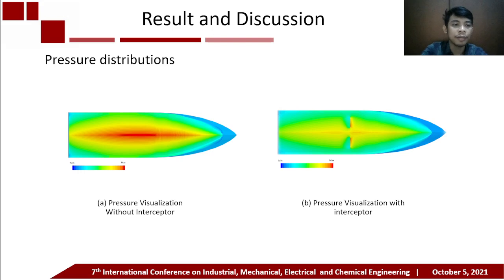And then is pressure distribution. It shows the pressure with interceptor and without interceptor. The ship without interceptor shows that pressure is mostly located in the middle of the ship, distributed over the whole area of the bottom. While the middle interceptor model shows a high intensity pressure area in front of the interceptor, while the other area shows less pressure distribution.